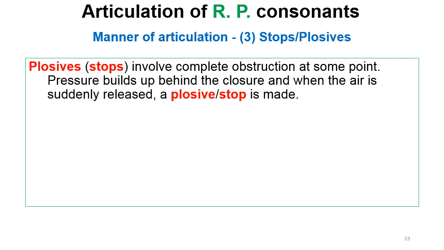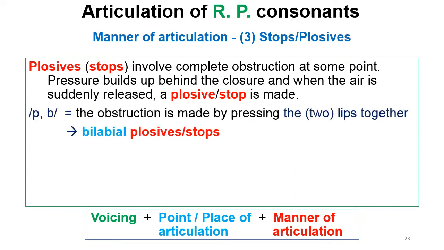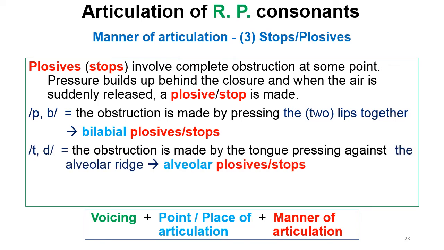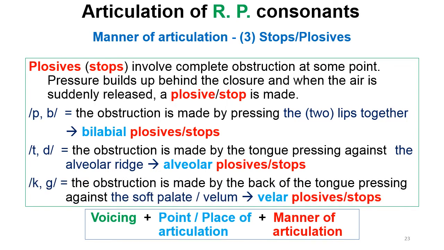We have 3 sets of plosives in English. When we say p and b, we block the air at the lips, pressing both lips together. So p and b are bilabial stops or bilabial plosives. For t and d, we obstruct the air at the alveolar ridge. So t and d are alveolar plosives or stops. To produce k and g, we make the obstruction at the velum or the soft palate. So k and g are velar plosives or velar stops.